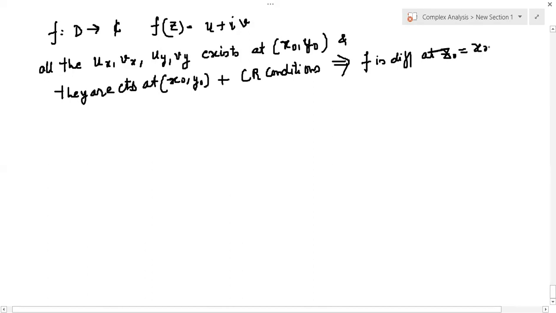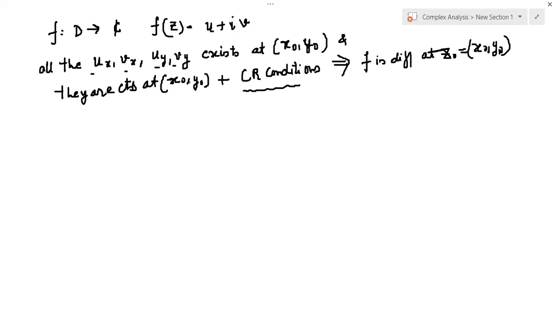So if Cauchy Riemann conditions hold at x naught comma y naught, it does not imply that the function is differentiable at z naught. Additionally, these partial derivatives ux, vx, uy, vy must be continuous at point x naught comma y naught. If this holds true, then this becomes the sufficient condition for differentiability. The necessary condition for differentiability is that Cauchy Riemann conditions must hold. That is, if the function is differentiable, then Cauchy Riemann conditions must hold at that particular point.